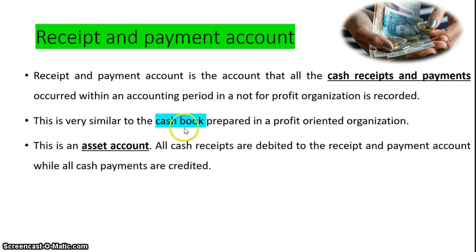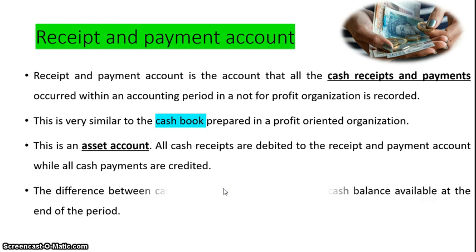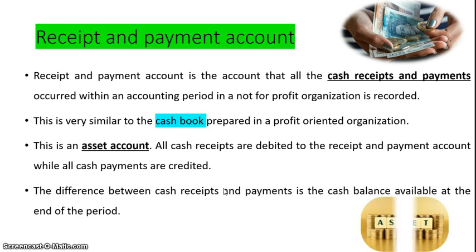And just like the cash book, this is also an asset account. Okay, all the cash receipts are debited to the receipts and payment account while all the cash payments are credited. Okay, so remember that it's an asset account. So you debit all the receipts just like cash income, and expenses you credit. Similar to that, payments you credit in the receipts and payment account.